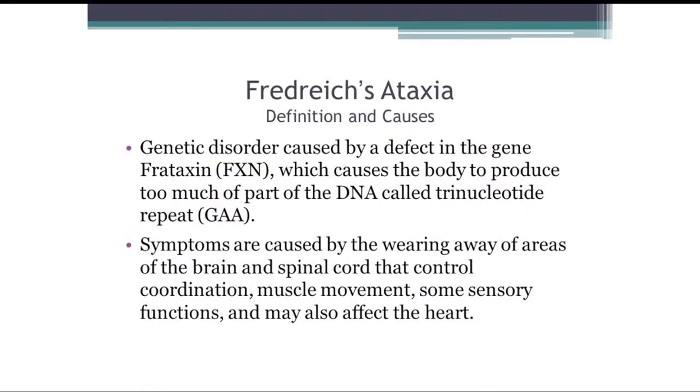The next disease is Friedreich ataxia. This is a genetic disorder caused by a defect in the gene frataxin, which causes the body to produce too much of a part of the DNA called a trinucleotide repeat, GAA. The affection of the brain and spinal cord happens, and the heart is also affected.